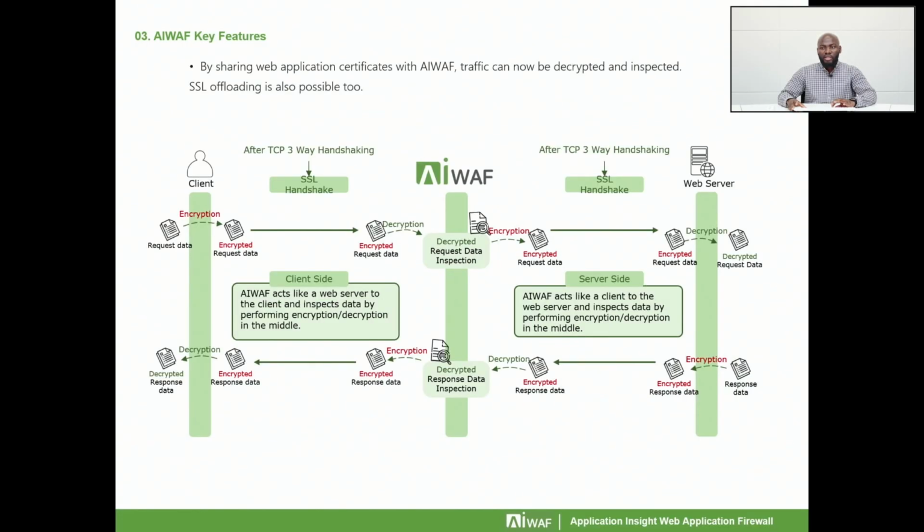Now, juxtaposing the previous diagram to this one, the AI WAF sits in the middle of the client-server connection, decrypting, inspecting, and encrypting web traffic, detecting, blocking, or rejecting malicious packets per the configurations deployed. To be able to do this, the AI WAF needs a copy of your TLS certificate that usually sits on the application server.